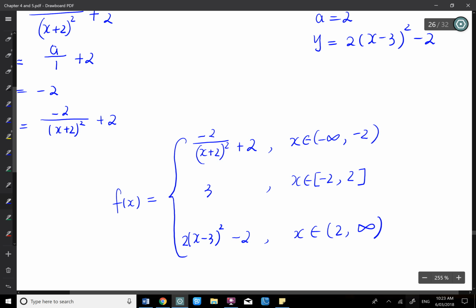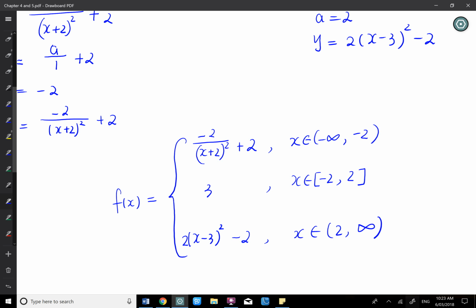The value can only be included once in the whole hybrid function. So we already take -2 and 2 in the middle one, so we can't take them in the top and bottom one. So that's the full solution to this question.